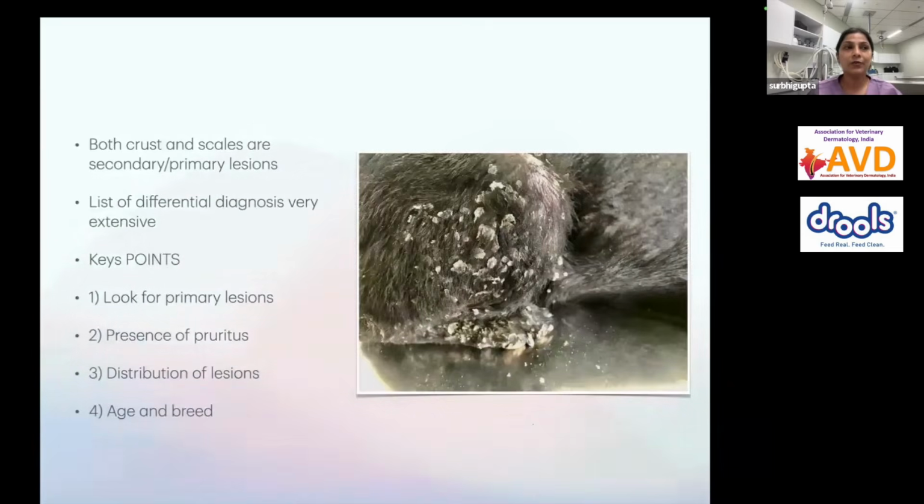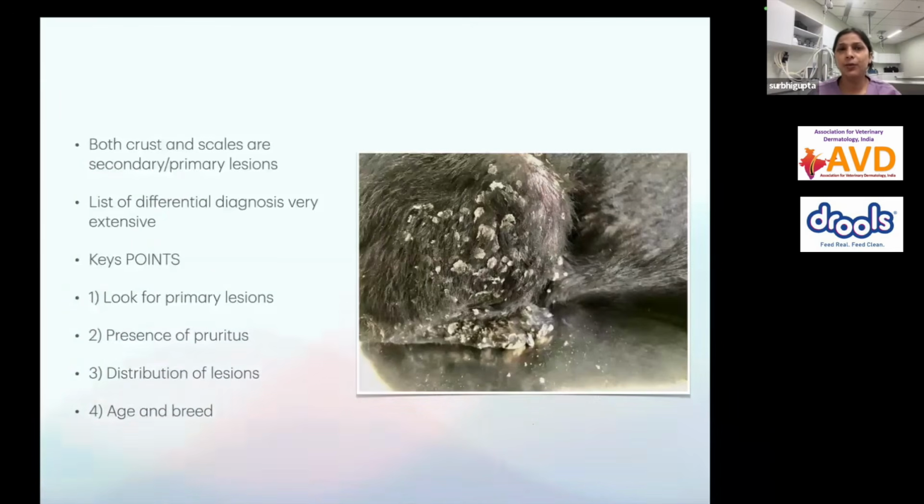Whenever these cases come to me, the first questions which come to my mind are: along with these scales and this seborrhea, am I able to see the primary lesions? Am I able to see the pustules? Am I able to see the papular lesions on the body? Another thing is, is the dog pruritic, or is the dog non-pruritic? What is the actual distribution of the lesions? Which body parts are actually affected? What is the age of that particular dog? What is the breed of that particular dog? So these questions are very important.